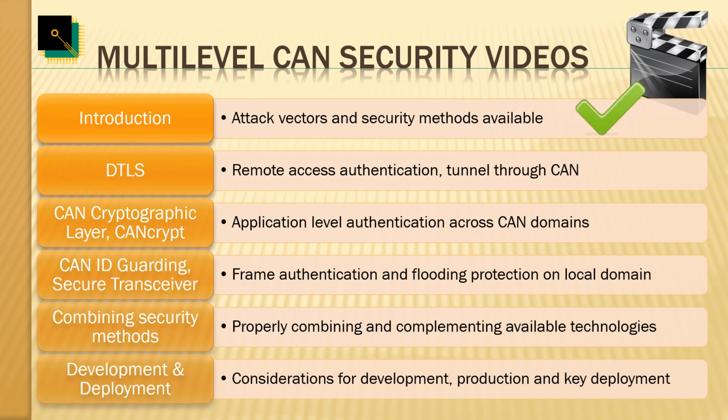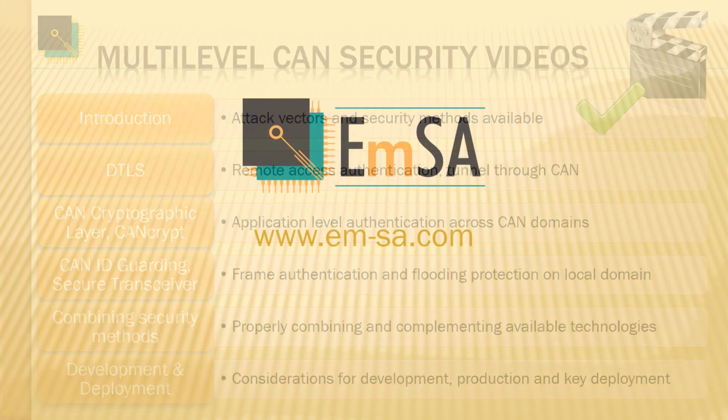Here's a brief outlook to other videos we've already published or which are in preparation. So next would be the three methods, an in-depth description of how they work. One on DTLS, one on the CAN cryptographic layer, and one on the CAN ID guarding. We want to publish a video after that on combining these security methods. So how can you properly combine these methods so that they complement each other, so that you avoid duplicating work where it's not required. And the last video planned is the development and deployment of such systems. So here we have the considerations also for things like key deployment to these systems.